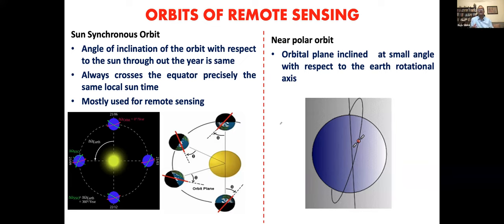And therefore, this is the most useful type of satellite for remote sensing applications, because the illumination condition at a given time, at a given place is going to be very, very similar. We also have something called a near polar orbit, where the orbital plane is inclined at a slight, small angle with respect to the Earth's rotational axis. And there are certain advantages of that as well.